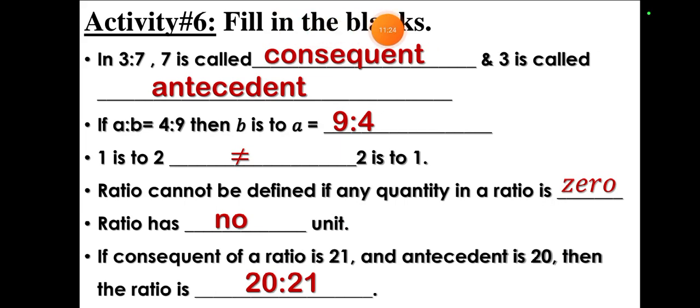Okay, fill in the blanks. In 3 ratio 7, 7 is the consequent and 3 is called the antecedent. If A is to B equals 4 to 9, then B is to A is 9 to 4. 1 to 2 is not equal to 2 to 1. Ratio cannot be defined if any quantity of the ratio is 0. Ratio has no unit.